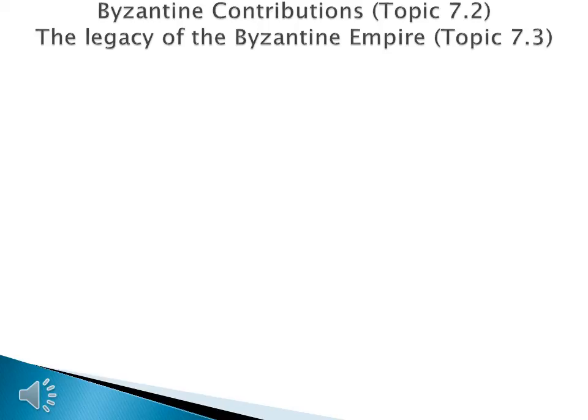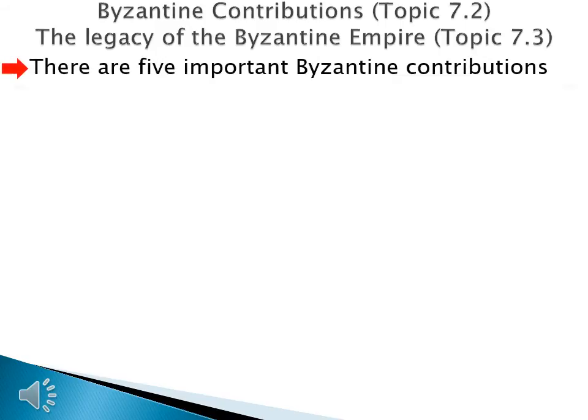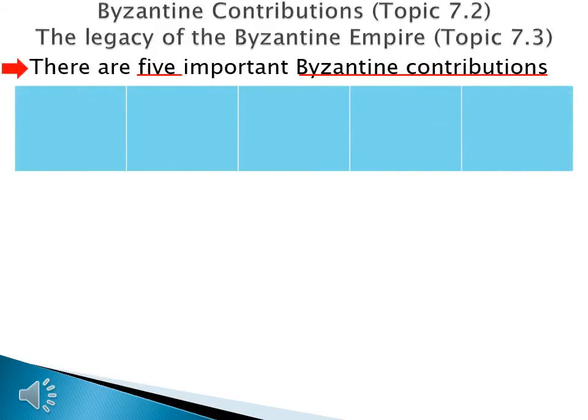The Western Roman Empire falls in 476 CE, but the Eastern Roman Empire becomes the Byzantine Empire, and it lasts for a long time. So we need to talk about Byzantine Contributions, topic 7.2, and the legacy of the Byzantine Empire, topic 7.3. There are 5 important Byzantine contributions. The empire is at its height under Emperor Justinian. This happens early in the empire's history, but that's when it's at its height.